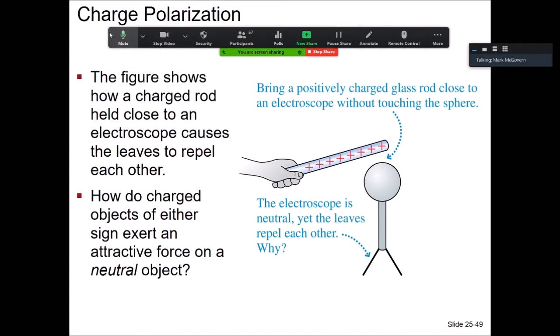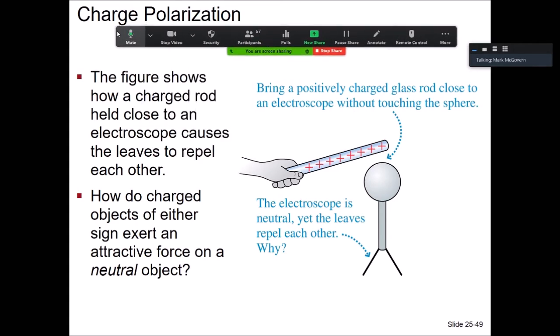All right, now polarization, as we discussed in the previous class, was something that we said is going to occur on a neutral object. By putting something that's charged in the presence of a neutral object, it's going to change the state of the object to some extent. And we want to investigate how that's going to happen.